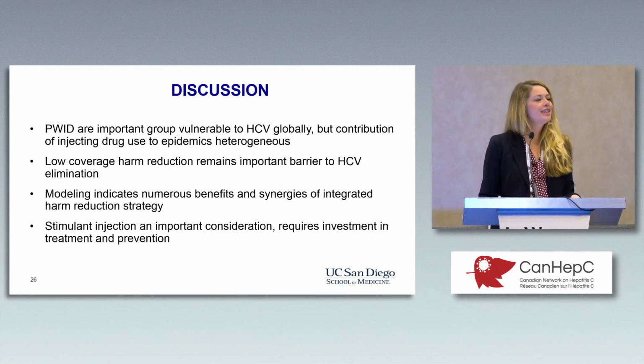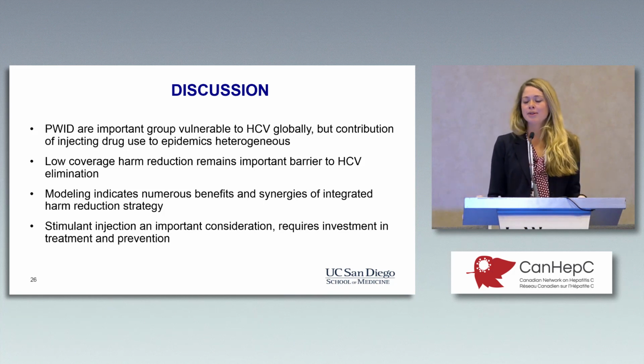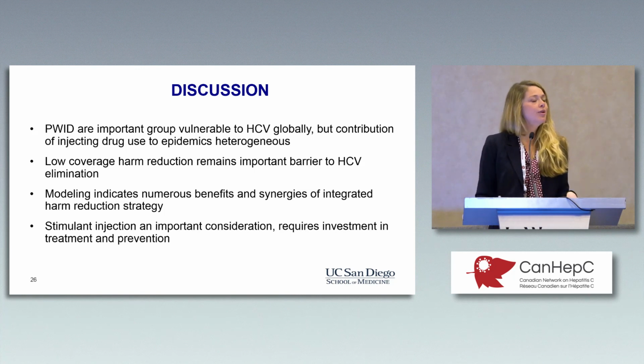Okay, so overall, I think it's clear that people who inject drugs are an important group vulnerable to hepatitis C globally, but their contribution to country-level epidemics varies and is highly heterogeneous. And so the strategies that we'll need for global elimination will differ, but among people who inject drugs, we know that we have effective strategies to combat hepatitis C, both with harm reduction and with hepatitis C treatment. Unfortunately, the low coverage of harm reduction remains an important barrier for hepatitis C elimination and prevention of harms among people who inject drugs.